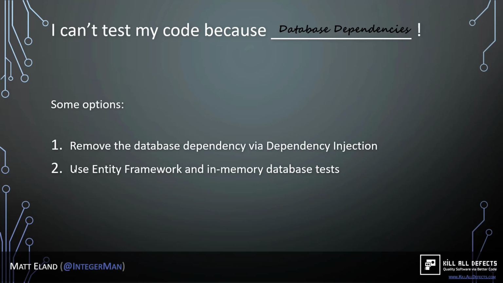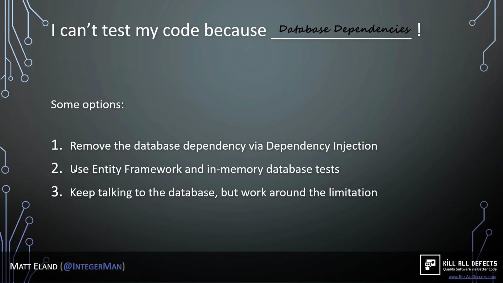And then you could also just keep talking to the database, but we're going to work around the database dependencies by making sure the database is spun up prior to unit tests running, making sure the database starts in a pristine state so the records that you're looking for are there or they're being created on the test start. Generally, I prefer options 1 and 2 here instead of option 3, but you do have options, so database dependencies shouldn't prevent you from testing things.